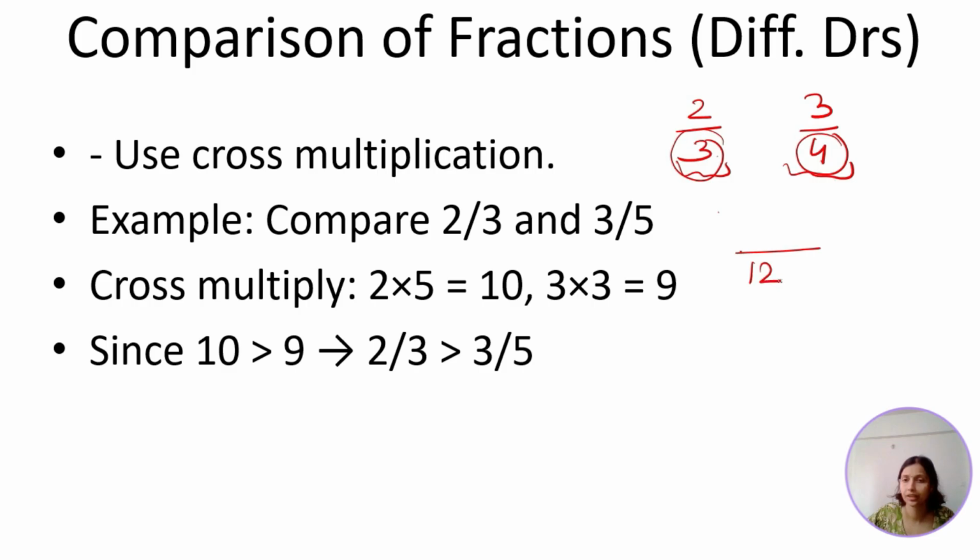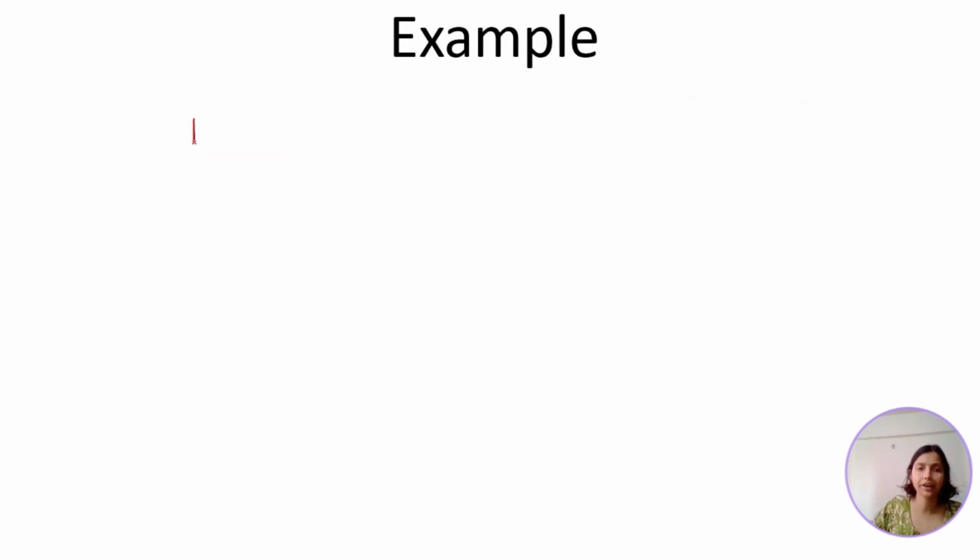Suppose I took 12. So to get the 12, I had to multiply 3 by 4. So to get the equivalent fraction, we need to multiply the numerator also by the same number. Since I multiplied 3 by 4, I also need to multiply 2 by 4. So 2 by 3 changes to 8 by 12 and 3 by 4 will change to 9 by 12. And now we can easily compare. So to compare the fractions with different denominators, we need to bring the denominators same and then find the equivalent fraction.